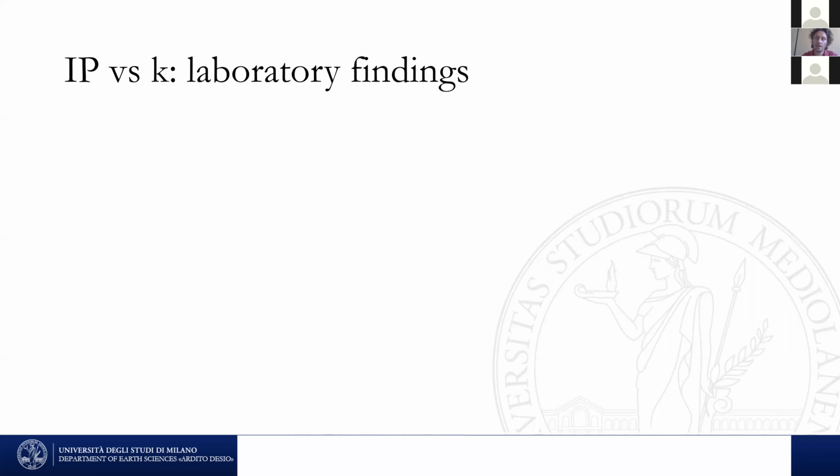What I'm going to show now is the link between induced polarization and permeability or hydraulic conductivity found in the lab. In the induced polarization community, there are at least two approaches that differ significantly from one another. What I'm going to try to do today is to put these approaches together just to see how well they work together.